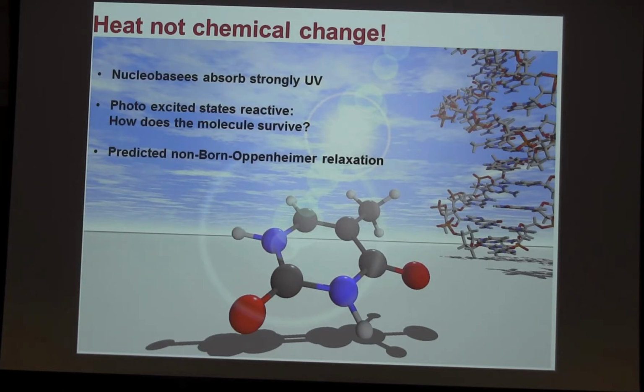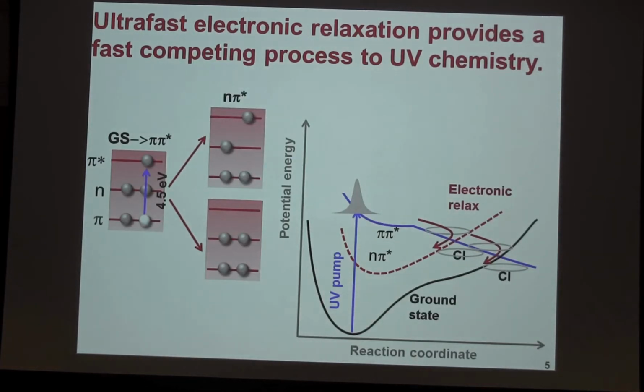But you find that even in the single nucleobase, there's a very efficient way of getting rid of this photon energy quickly out of the chemically active state. And this contributes most likely to the photoprotection of our genetic code. So here I want to explain to you how this really works in photoexcited states.